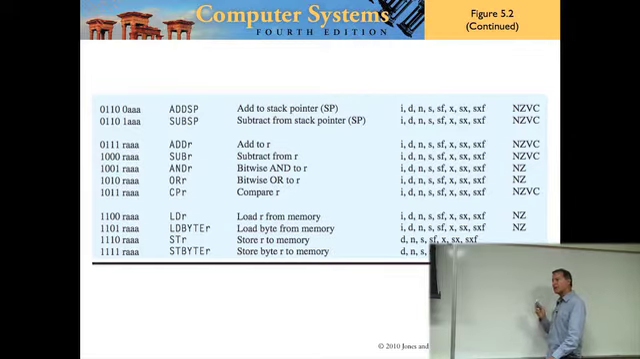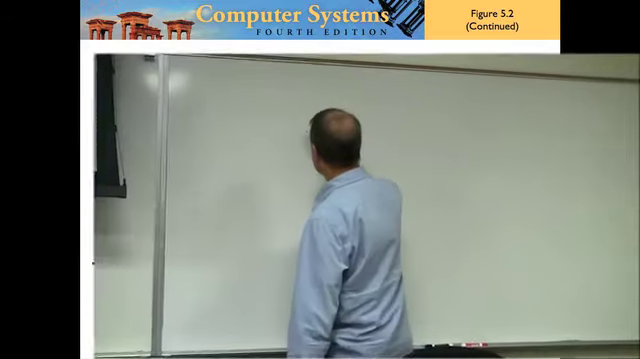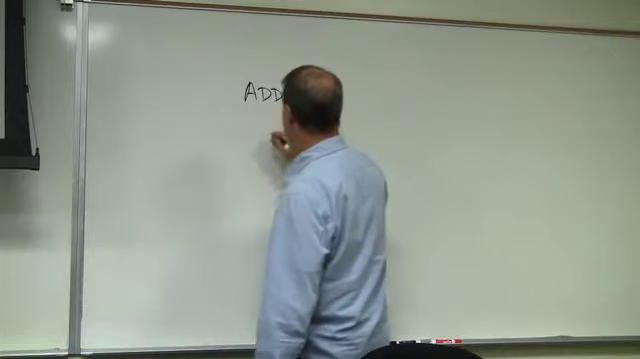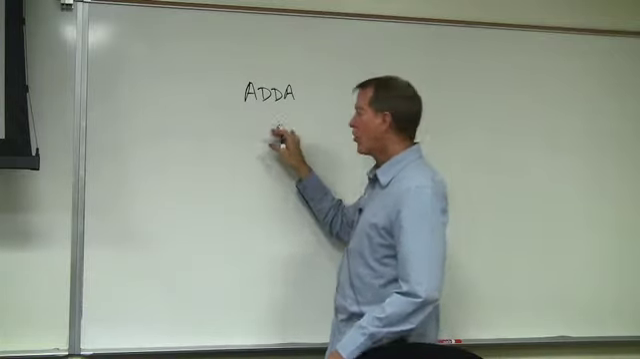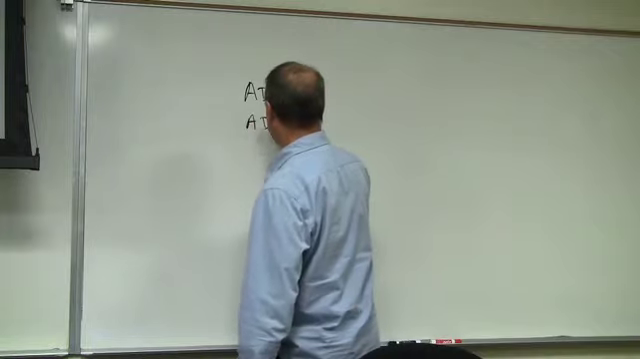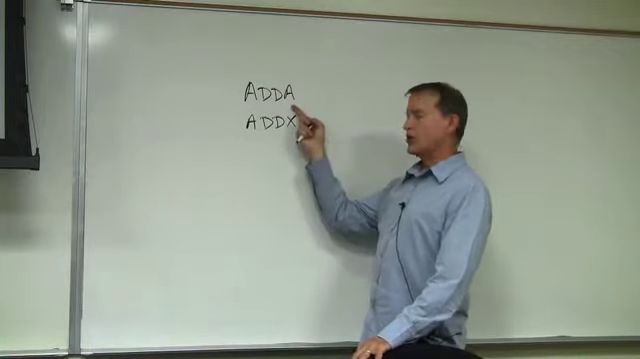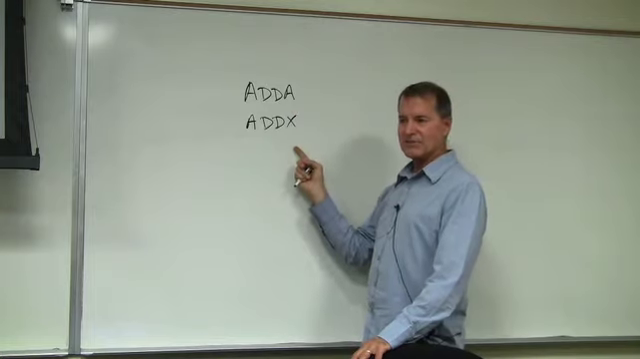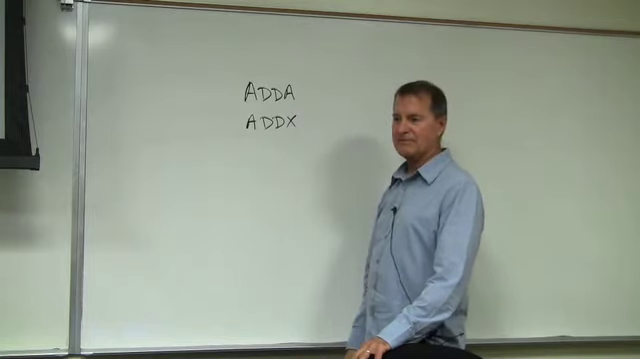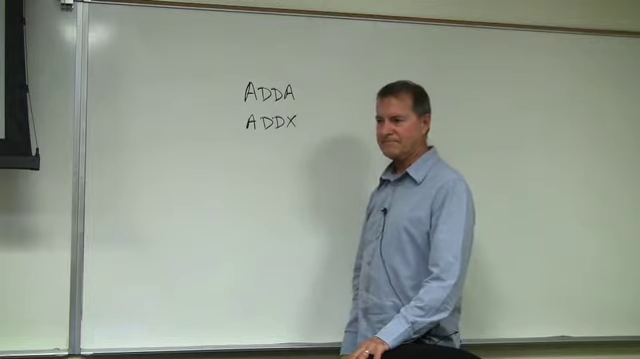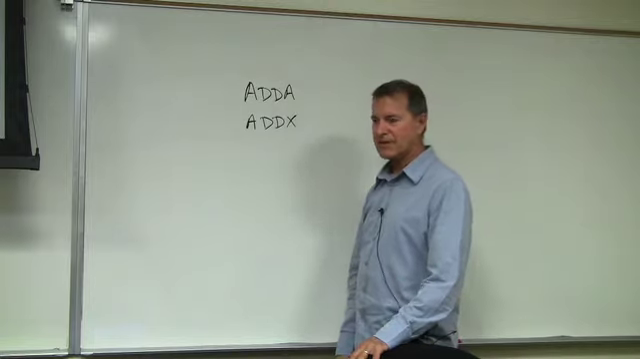And that little lowercase r can either be 0 or 1. So the way you do this in assembly language is you would write ADDA, or you would write ADDX. ADDA is add accumulator, and ADDX is add index register. Are you with me? Does everybody see that?